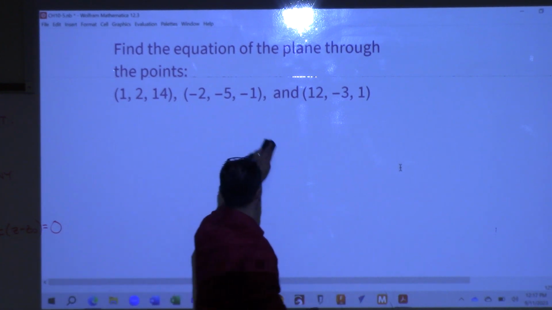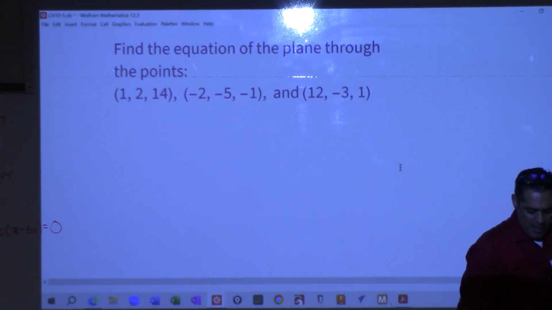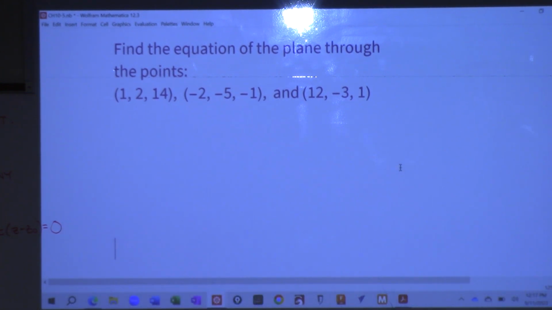Think through the problem. Don't just start cranking stuff out. Find the equation of the plane through these 3 points. I'm giving you 3 points. I want the equation of the plane. Try using what we've learned in here. I'll be right back.